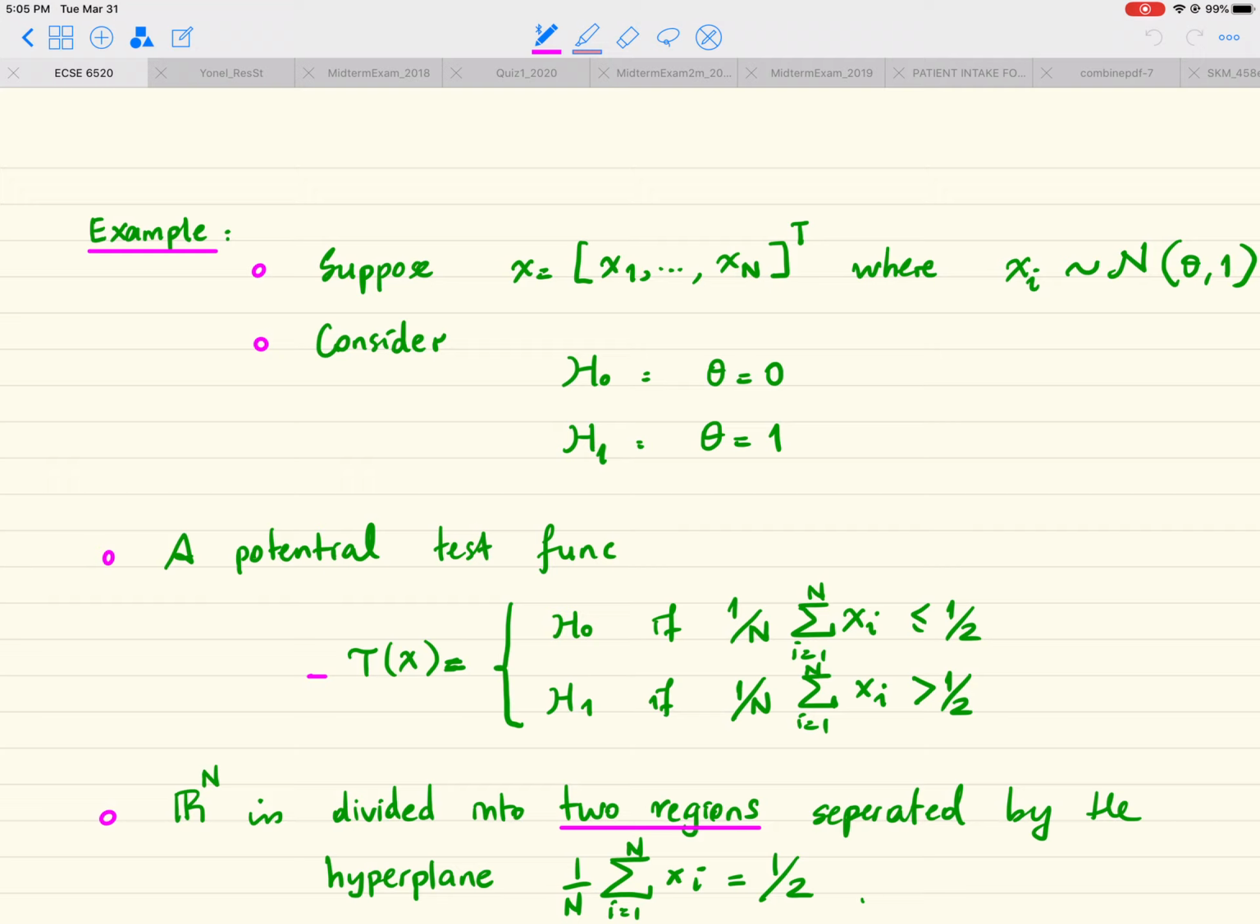divides the sample space, which is an n-dimensional Euclidean space in this case, into two regions, and the boundary between these two regions is a hyperplane, which is defined by the sample mean, essentially. That is, the boundary is where the sample mean is 1/2. So that's going to define an n-dimensional hyperplane.